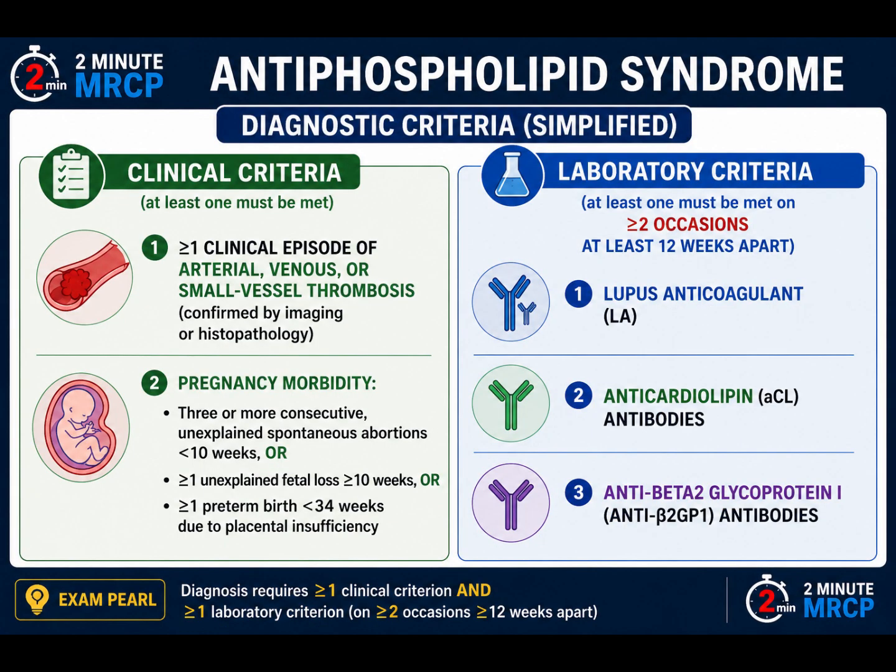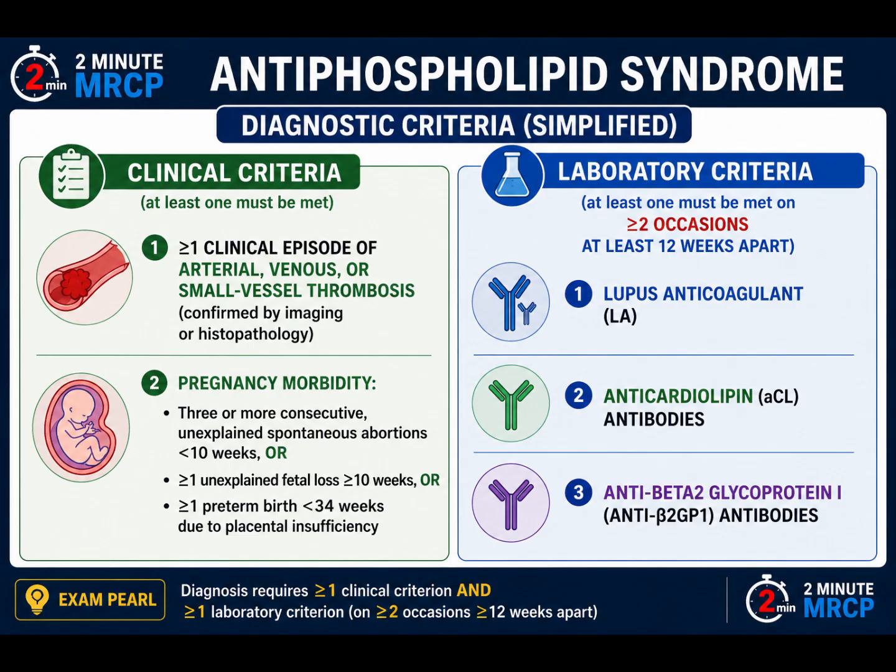Now let's move to diagnostic criteria. For the diagnosis of APS, a patient must meet at least one clinical criterion and at least one laboratory criterion. Let's start with the clinical criteria. The first clinical criterion is thrombosis. This means the patient has had at least one episode of arterial thrombosis, venous thrombosis, or small vessel thrombosis. Importantly, the thrombosis must be confirmed objectively, either by imaging studies or by histopathological examination.